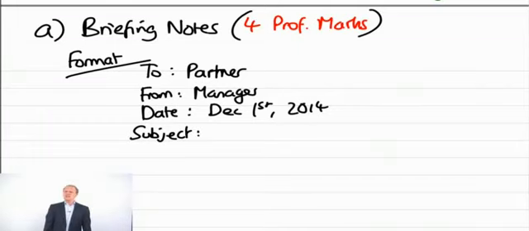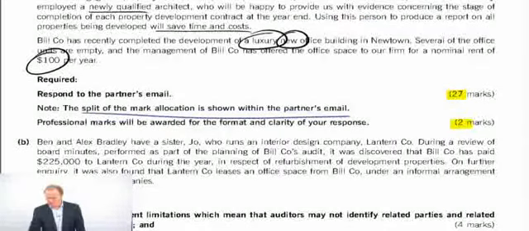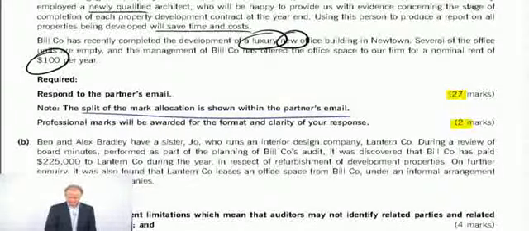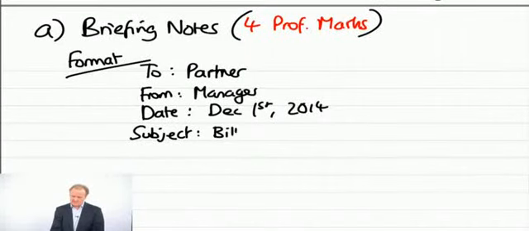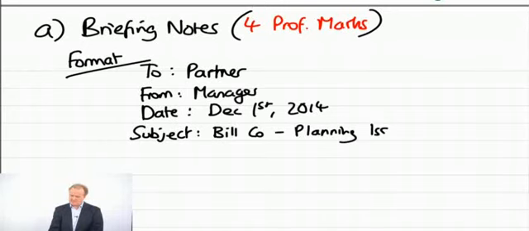and a brief subject, which I suppose, what is the subject? It is accounting issues, quality control, ethics in relation to the audit of a company whose name I've forgotten already, of Bill. So I'd be tempted to say Bill Co. planning issues and keep it at that.